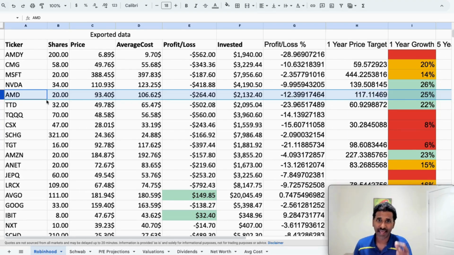So let's take AMD as the first example. I currently have 20 shares of AMD with an average price of $106, but right now AMD is trading at $93. So I'm down about 12% on this position. Now, based on my own research and stock prediction tracker, I believe AMD has a 25% upside in the next 1 year. So I want to bring my average price down.